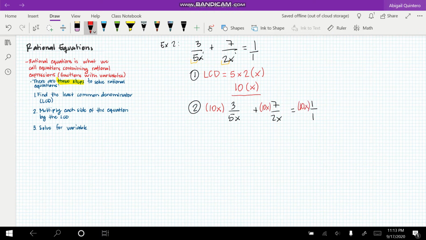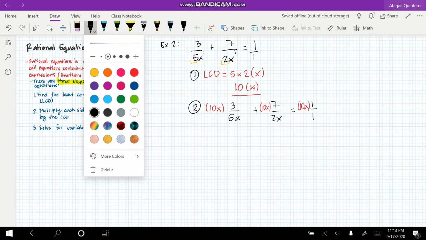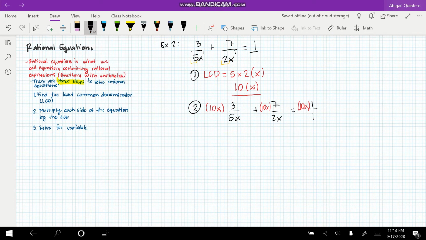And so basically what I want to do is reduce that 10x with the denominator that I have in the bottom. By multiplying the entire equation by the LCD, we are able to cancel out those denominators that we have. So here I can see that I have an x on the top with the 10x and then an x on the bottom. So the x and the x can cancel out.